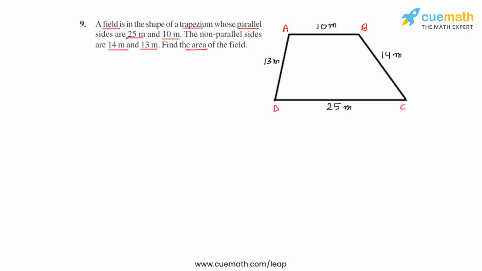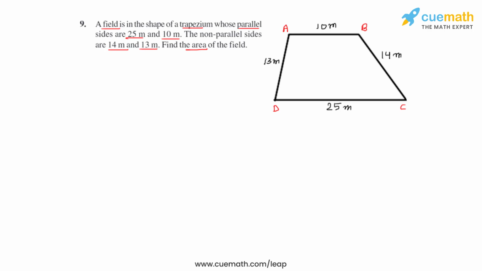Question number 9 says that a field is in the shape of a trapezium whose parallel sides are 25 meters and 10 meters. The non-parallel sides are 14 meters and 13 meters. We have to find the area of the field. So let's draw the field, which is in the shape of a trapezium, and let it be ABCD with side lengths as given in the question.